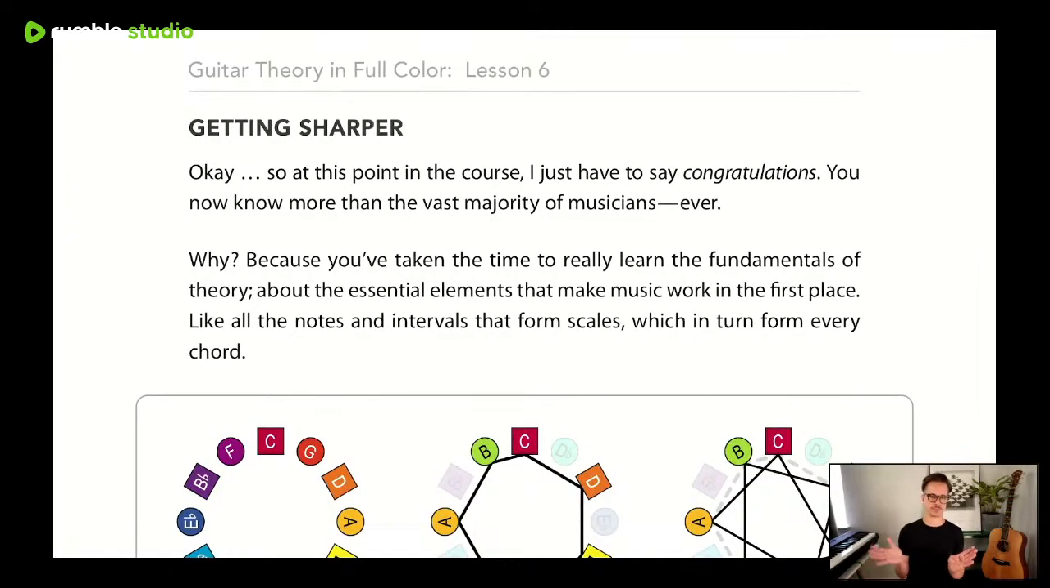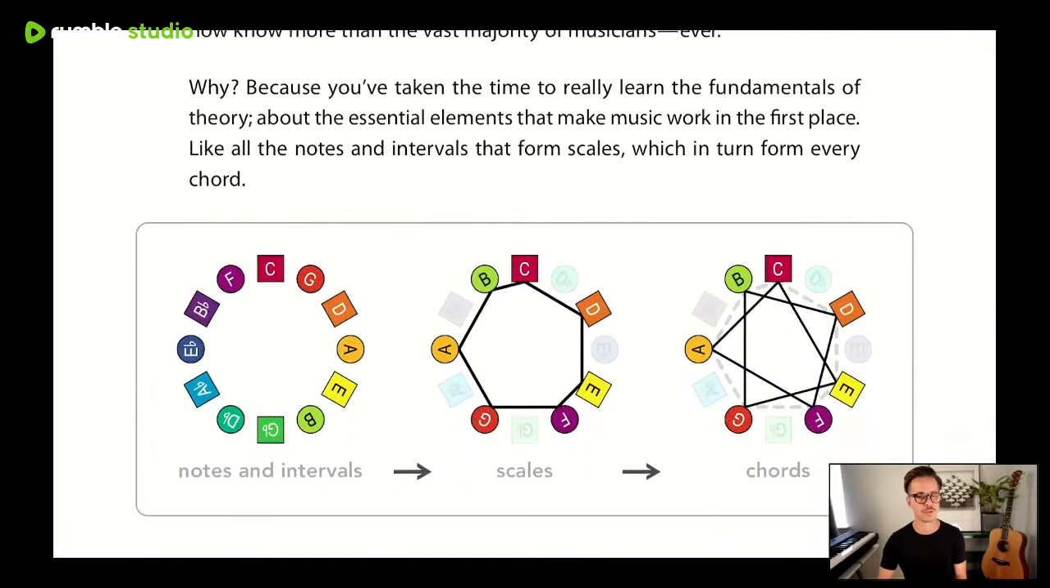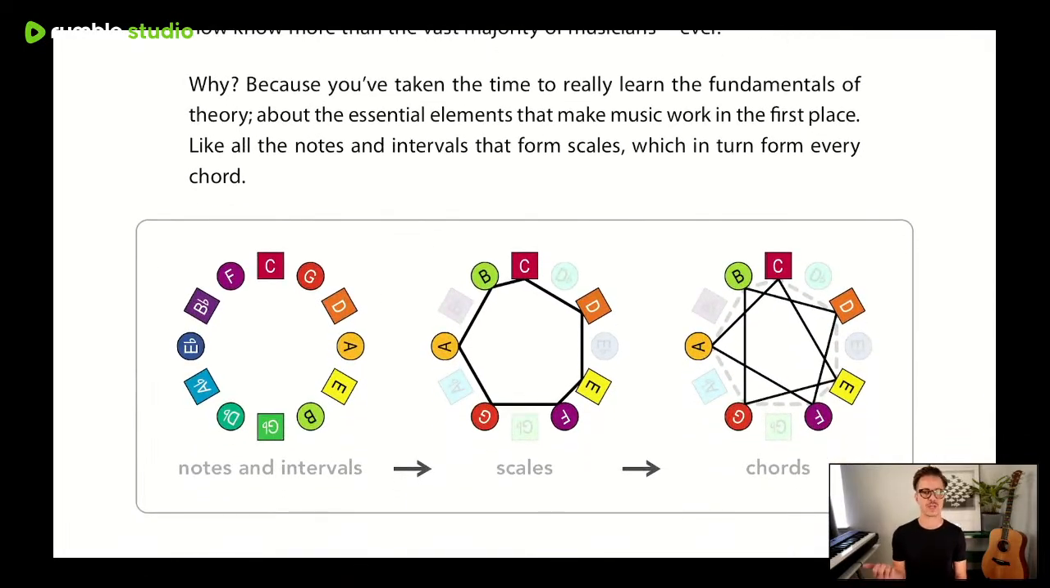Getting sharper. Okay, so at this point in the course, I just have to say congratulations. You now know more than the vast majority of musicians ever. Why? Because you've taken the time to really learn the fundamentals of theory about the essential elements that make music work in the first place, like all of the notes and intervals that form scales, which in turn form every chord.